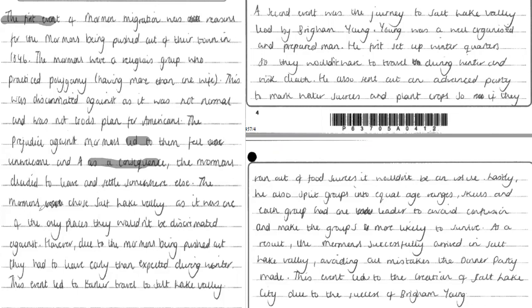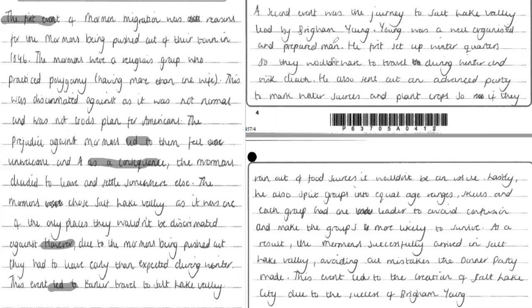somewhere else. The Mormons chose Salt Lake Valley as it was one of the only places that would not be discriminated against. However, due to the Mormons being pushed out, they had to leave earlier than expected. This event led to earlier travel to Salt Lake Valley. I've highlighted there the analytical phrases. This led to, as a consequence, however. Really strong first paragraph sets the story.